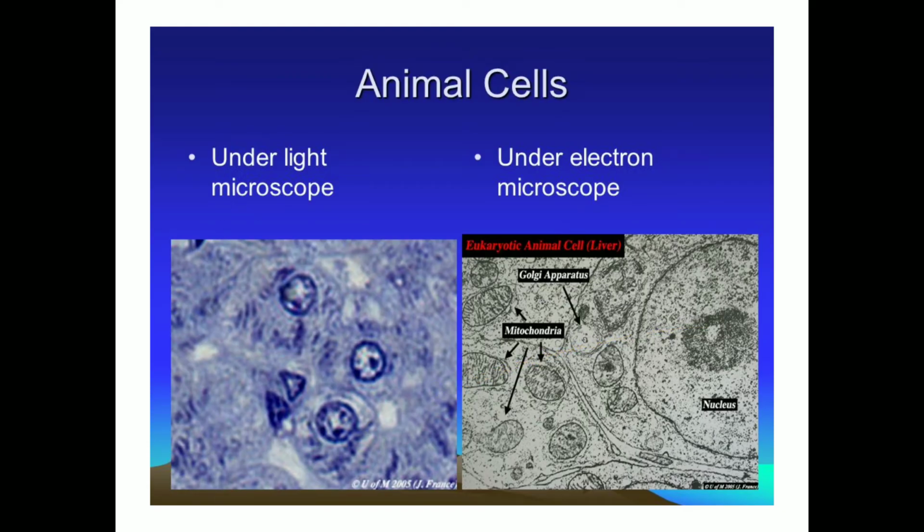Here you can see the difference between the images taken with the help of a light microscope and under an electron microscope. We can clearly see the difference. In the light microscope, we cannot see any organelle, but under the electron microscope, we can see organelles like the Golgi apparatus here, the nucleus and the mitochondria.